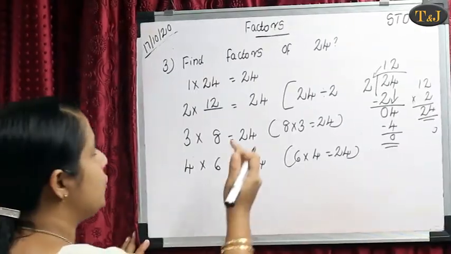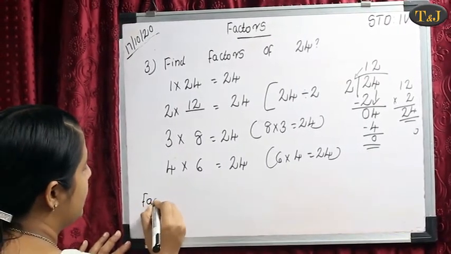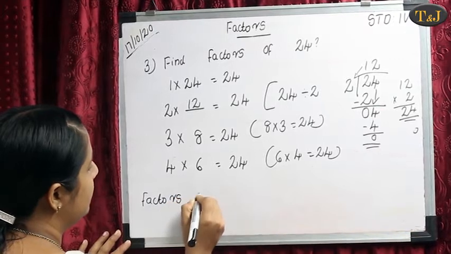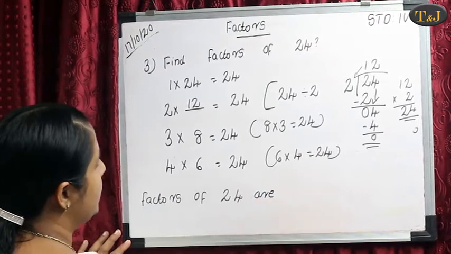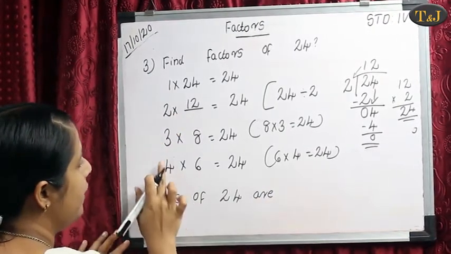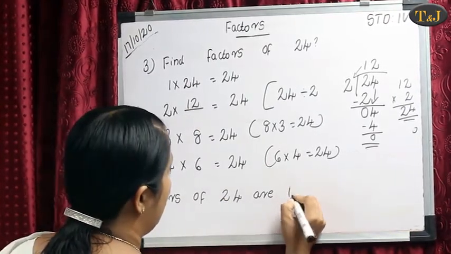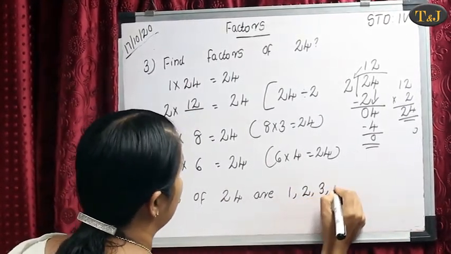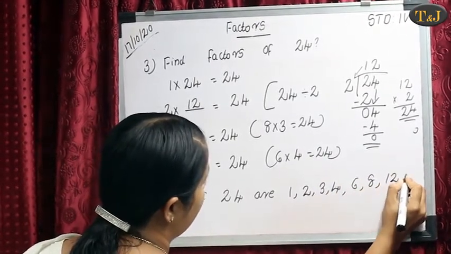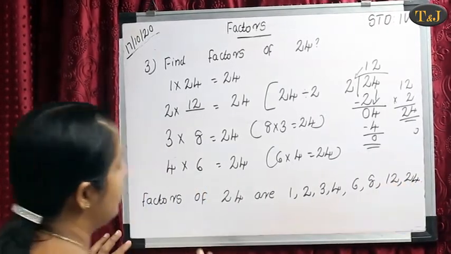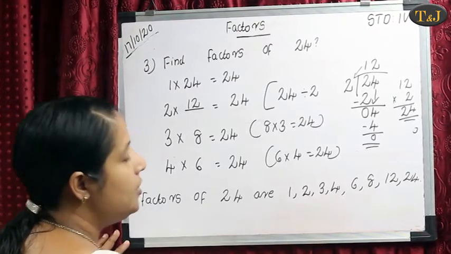So which are the factors of 24? We write them in ascending order. The factors of 24 are 1, 2, 3, 4, 6, 8, 12 and 24.